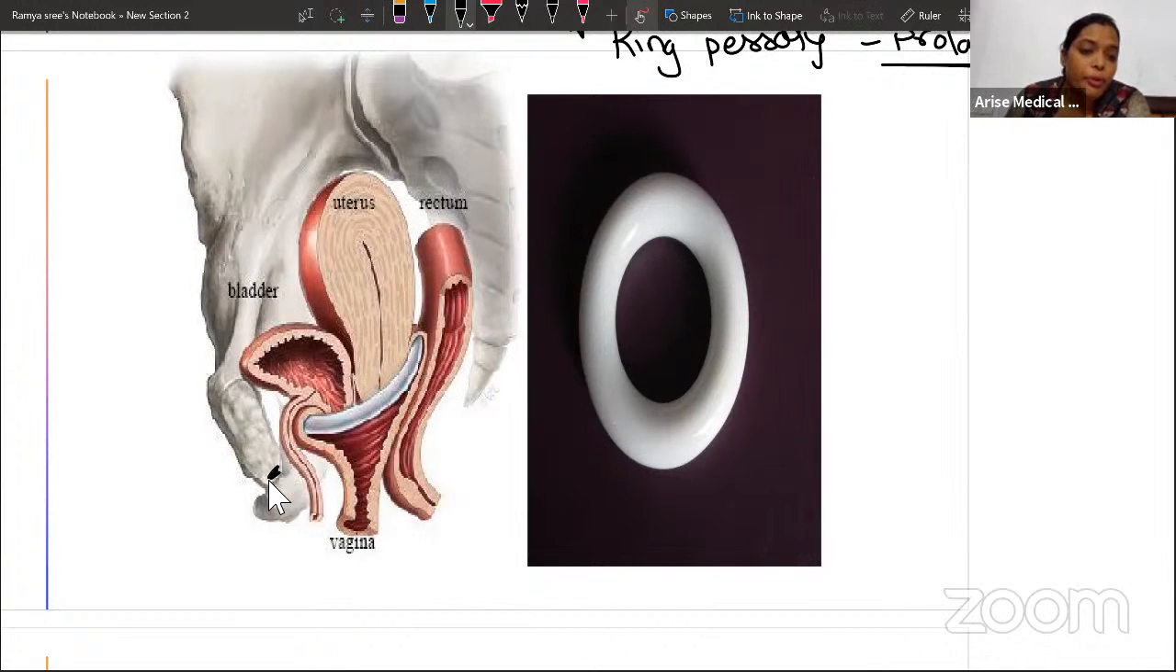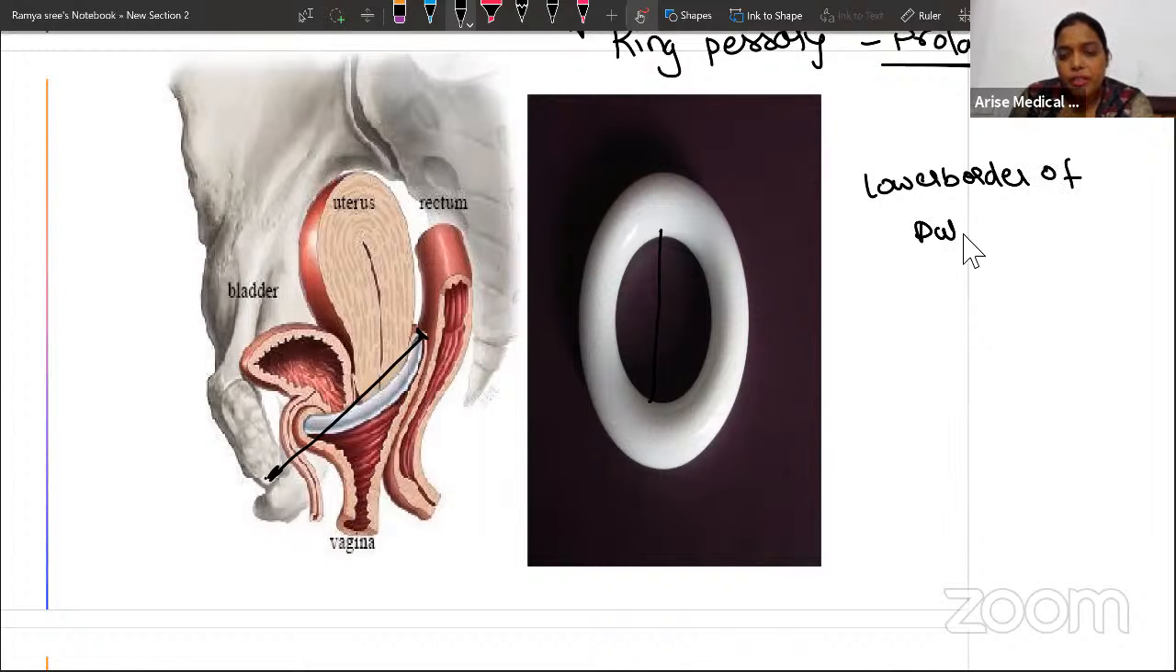The distance from the lower border of the pubic symphysis to the posterior fornix is equal to the diameter of the pessary which you have to insert.